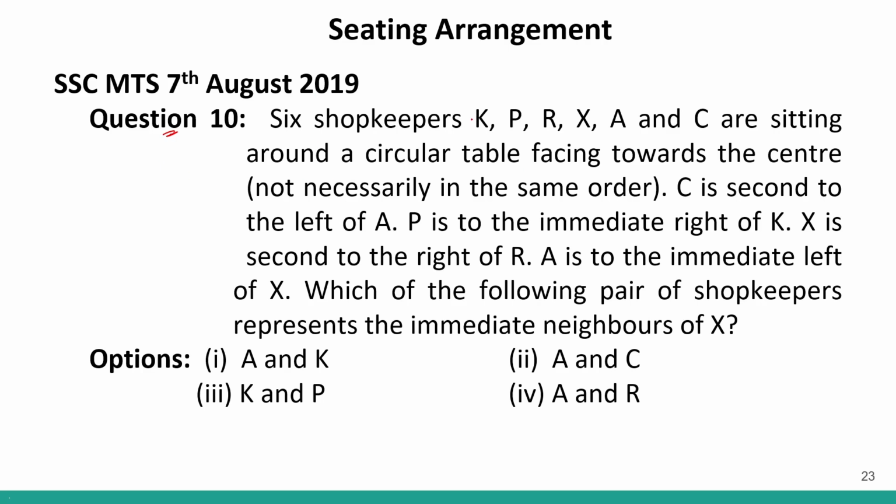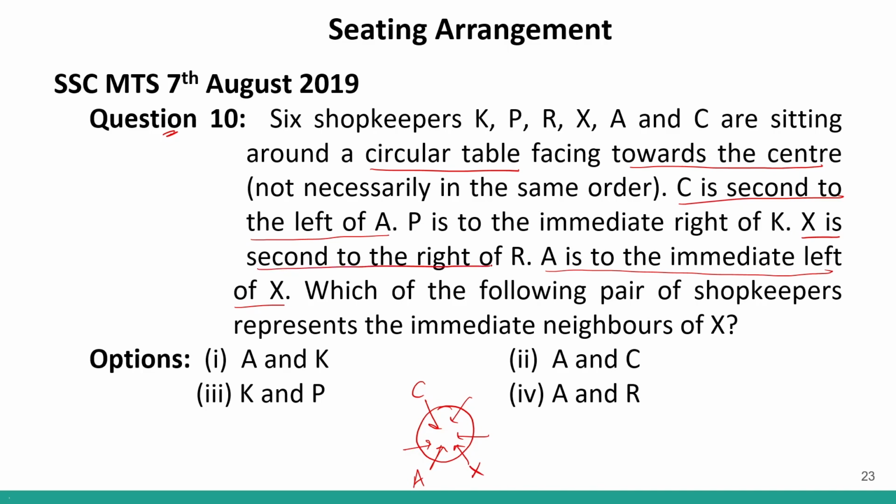Question number 10 says that there are 6 shopkeepers K, P, R, X, A and C sitting around a circular table facing towards the center. Okay. C is second to the left of A. So if A is over here, C will be over here. Correct? P is to the immediate right of K. Let us hold this information. X is second to the right of R. Let us hold this also. It is given to us A is to the immediate left of X. That means X will come over here. Correct? Now we will use this information.